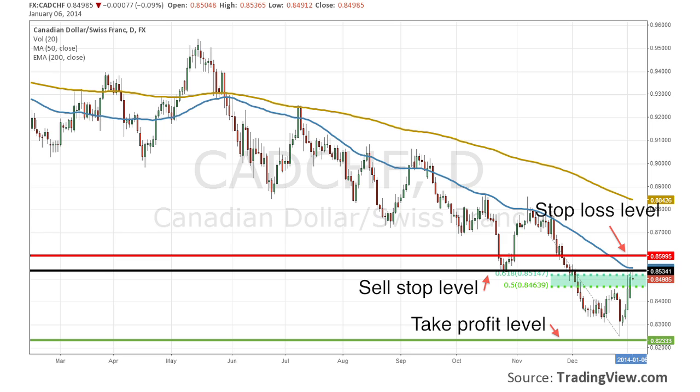Alright, so to conclude, we have 2 actual orders from trader Simit Patel. The first is a pin bar style order placed on the Canadian dollar Swiss franc pair on January 6th to sell at 0.85341, the black line, with a stop loss level set at 0.85995, both of which you can see are historical resistance levels. The take profit level is set at 0.823333.